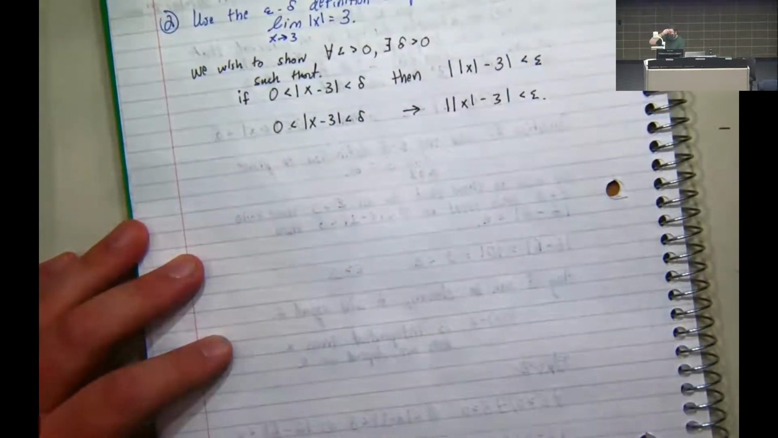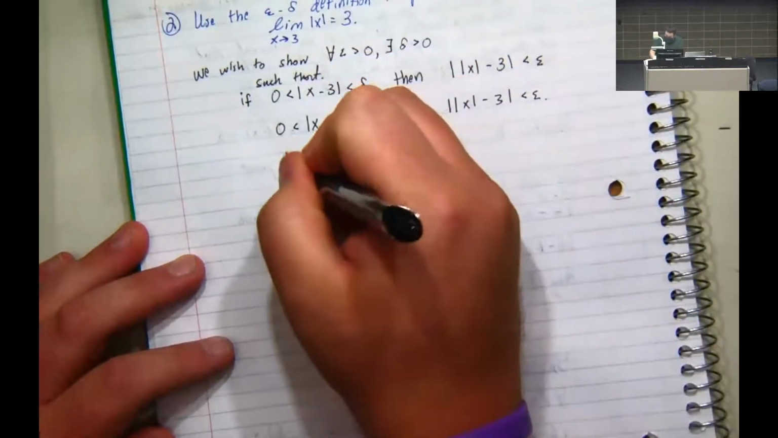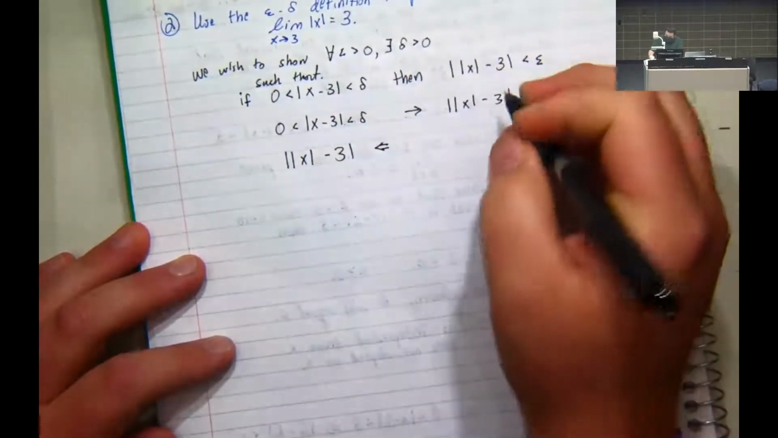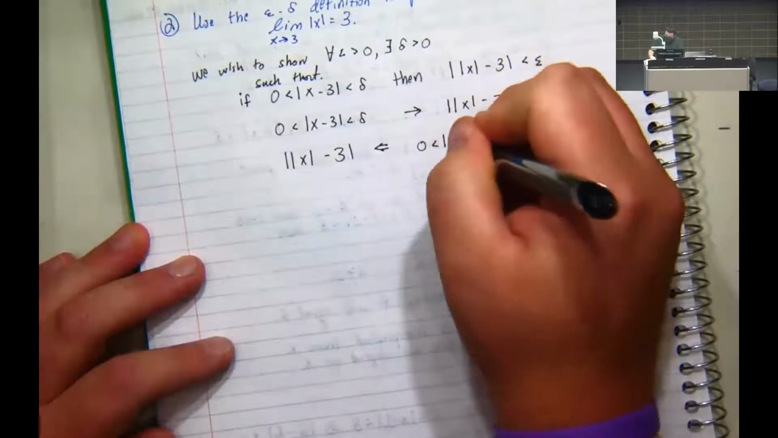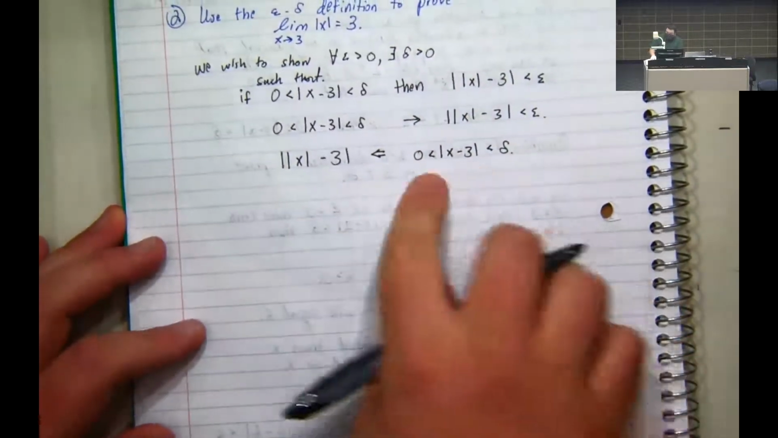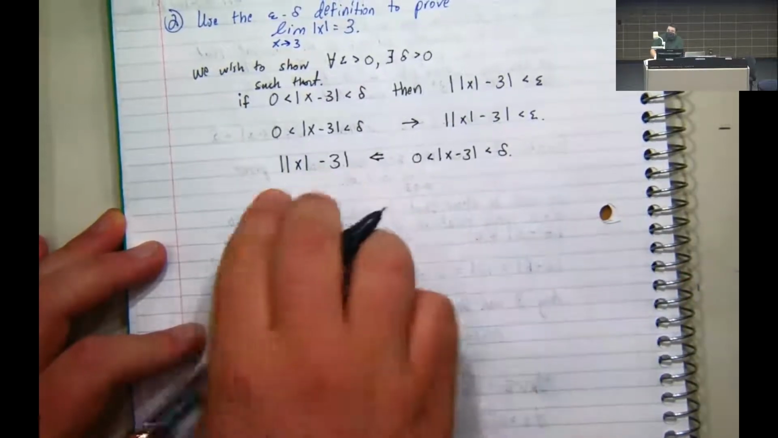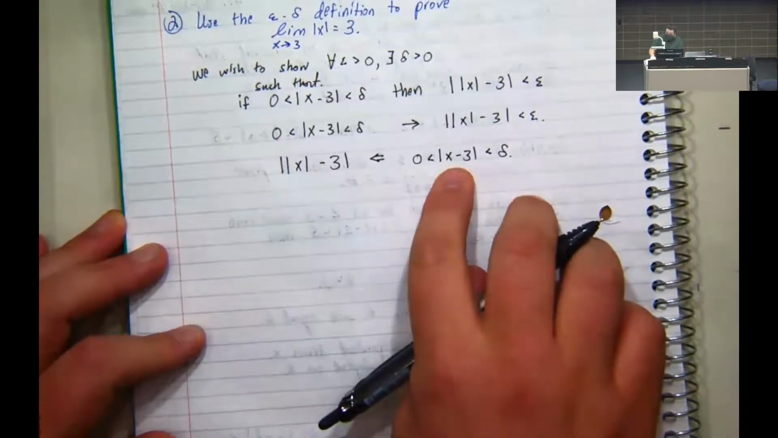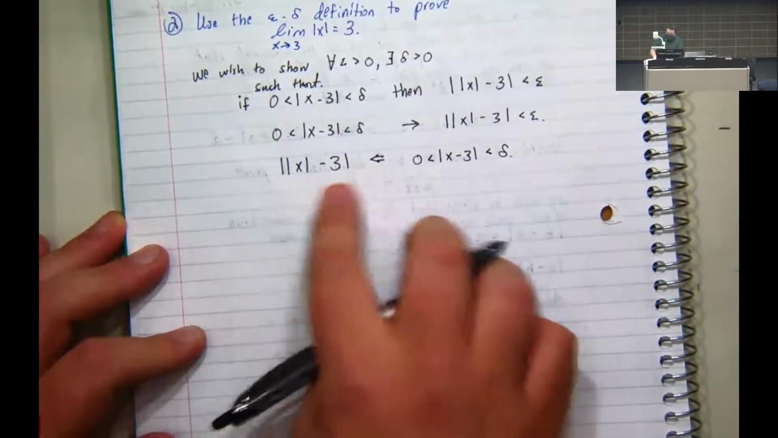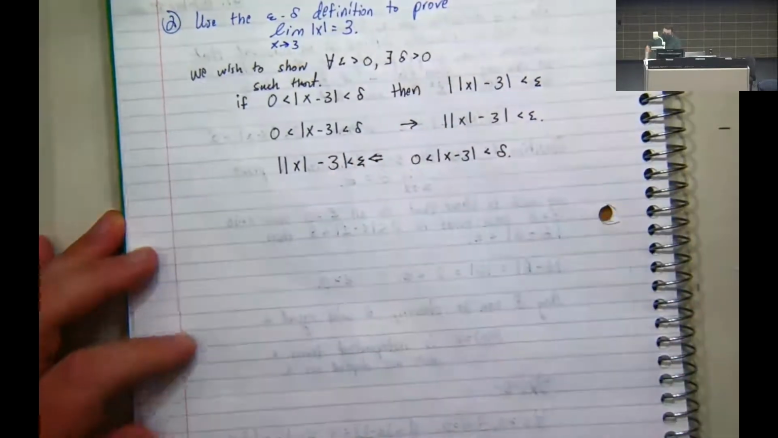Now, when he was doing it in the notes yesterday, he was flipping this around. So he had ||x| minus 3|, and then 0 less than |x minus 3| is less than delta. So this is your premise, and this is your conclusion. If this is true, then we get here. But we start with the end and work back to find |x minus 3| on this side. So that's why we're always starting here, is less than epsilon. There we go.